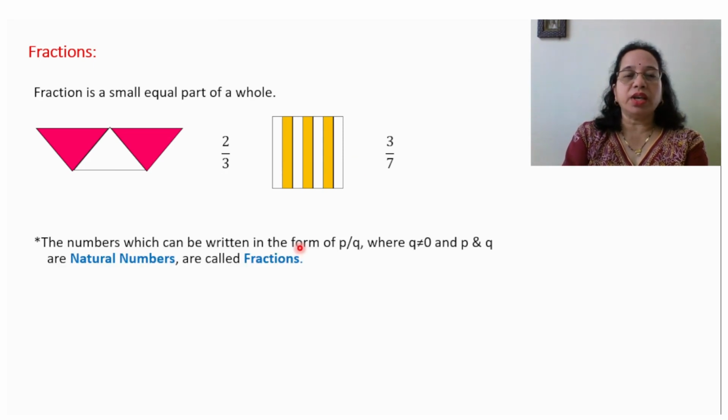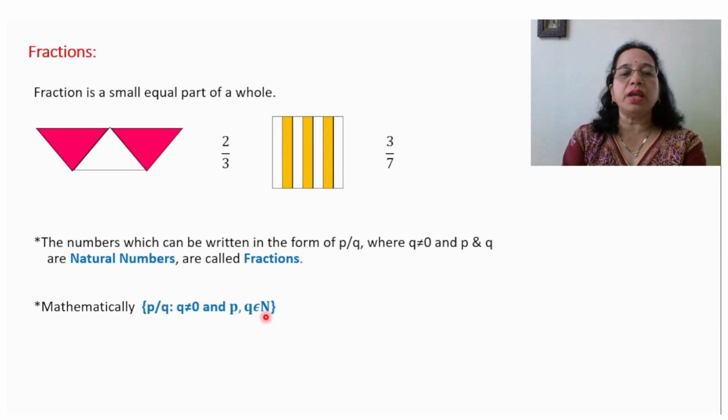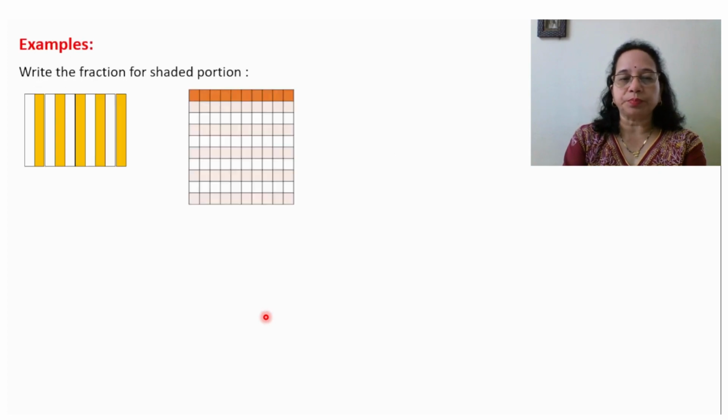So we can say that the numbers which can be written in the form of P upon Q, where P is the numerator and Q is the denominator, and the denominator should not be 0, Q is not equal to 0, and P and Q both are natural numbers, then this is known as a fraction. Mathematically, we can write P upon Q, where Q is not equal to 0 and P and Q belong to natural numbers.